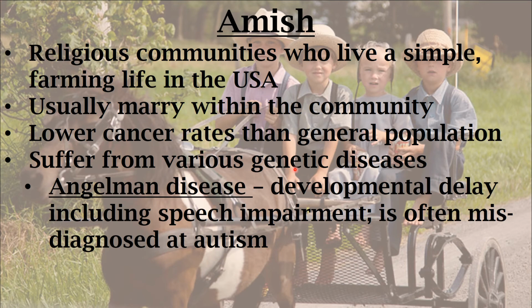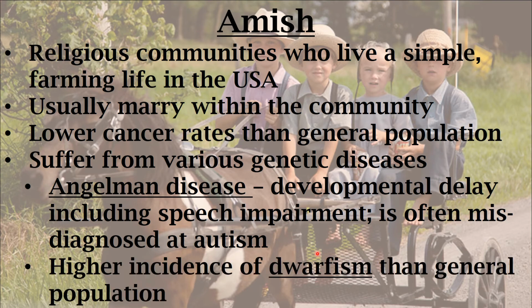So one of them is Angelman disease. Children have a kind of delayed development. So they might have speech impairment, often misdiagnosed as autism. And something else is that, unusually, there's a higher incidence of dwarfism than the general population. So again, two conditions unusual in the general population, but they tend to occur more in the Amish, and it's thought to be because of inbreeding.